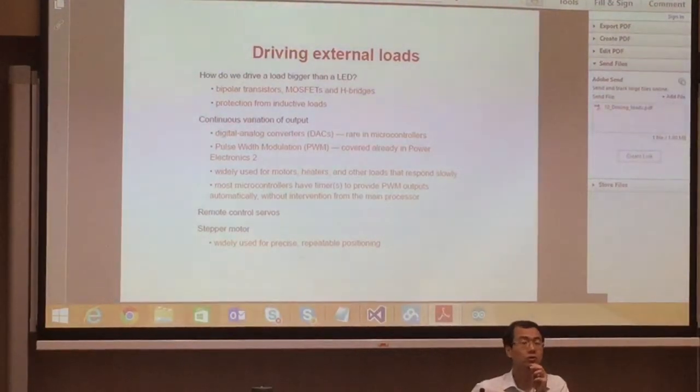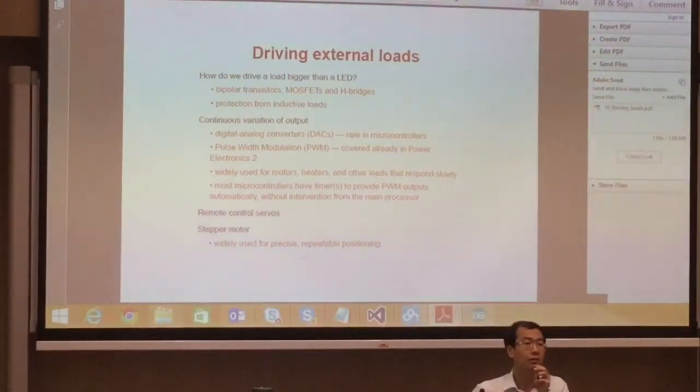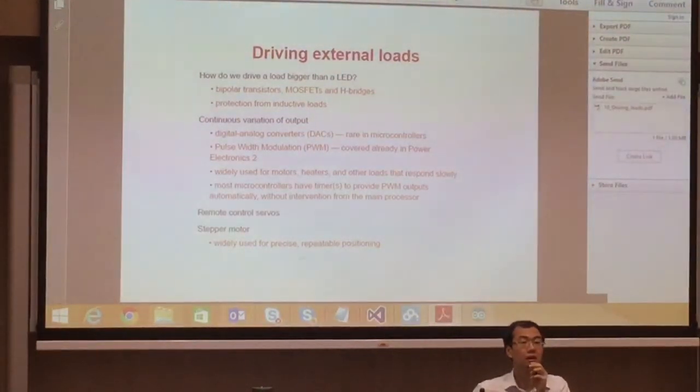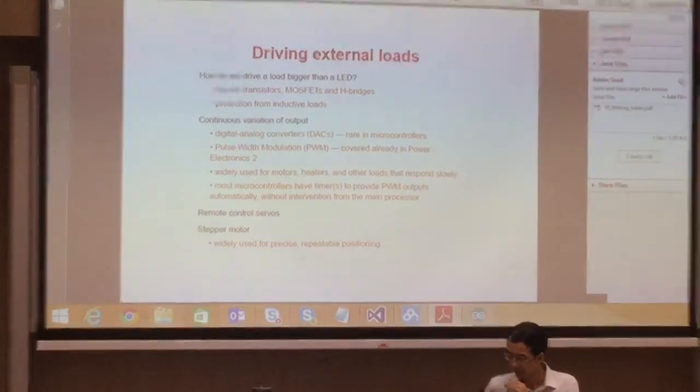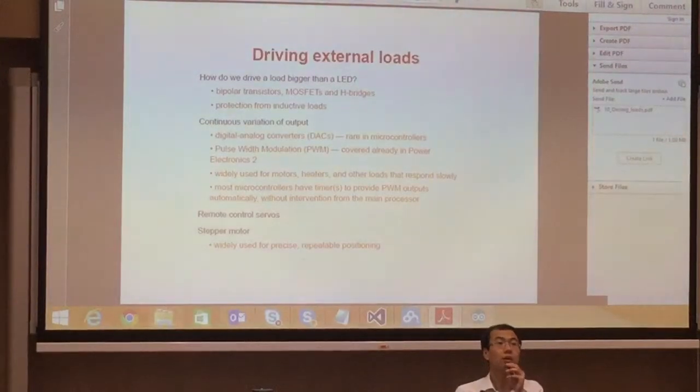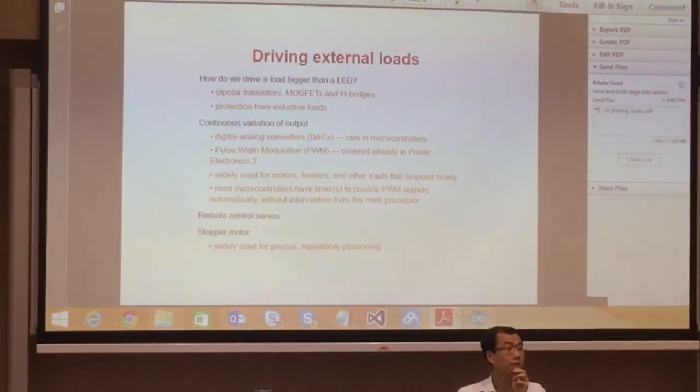So if you want to drive a bigger load, for example a motor, like a washing machine motor, that requires a much bigger current. So how do you drive those motors, or heaters, etc.? In order to drive much bigger loads, you need additional components to supply the bigger currents. The outputs from the microcontroller alone are not sufficient to drive the bigger loads.